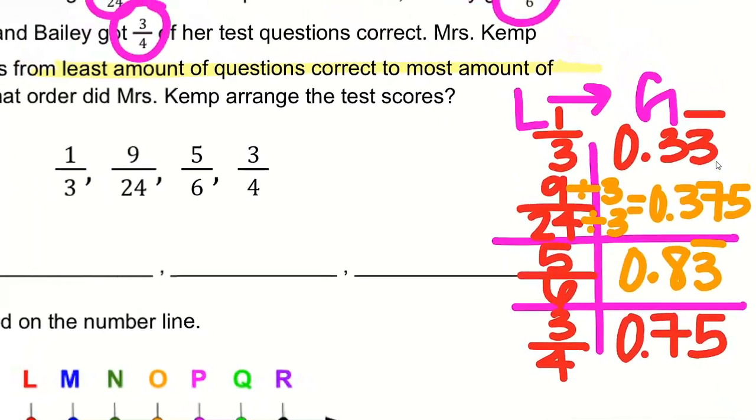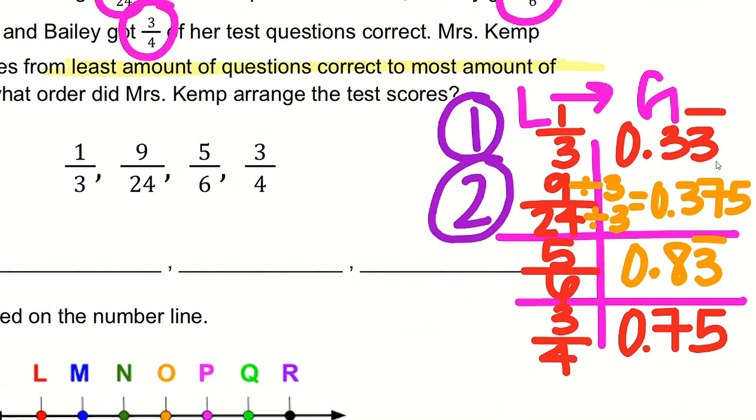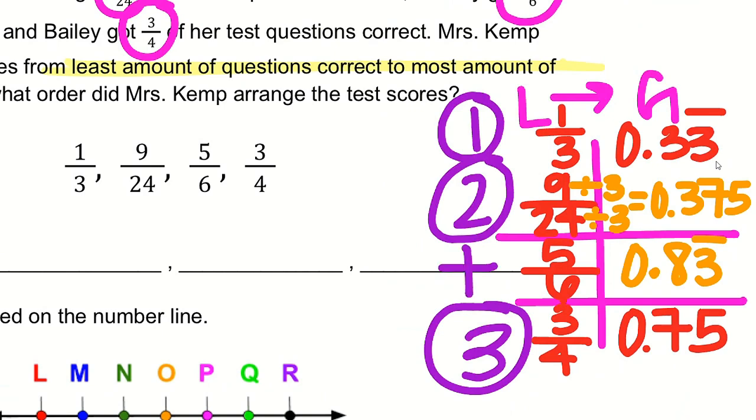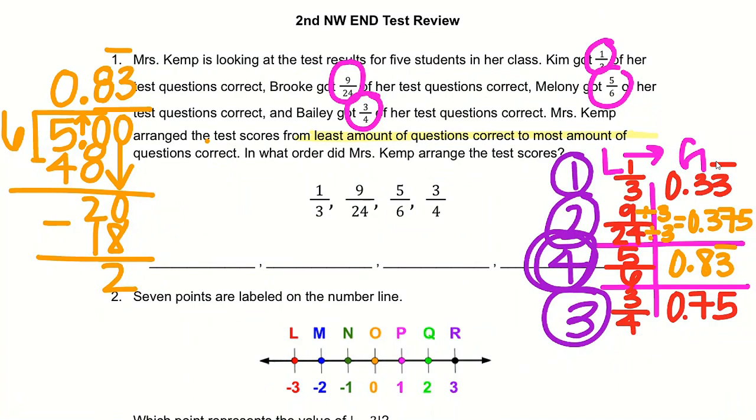Okay, and if we're thinking about money, the least amount of money is going to be 33 cents. 1/3. Then we've got the 37 cents, 9/24. And then 75 cents. And then 83 cents. So then you would list them in order on the line, which I'm not going to do because y'all can see what to do. Whew, that was a struggle.